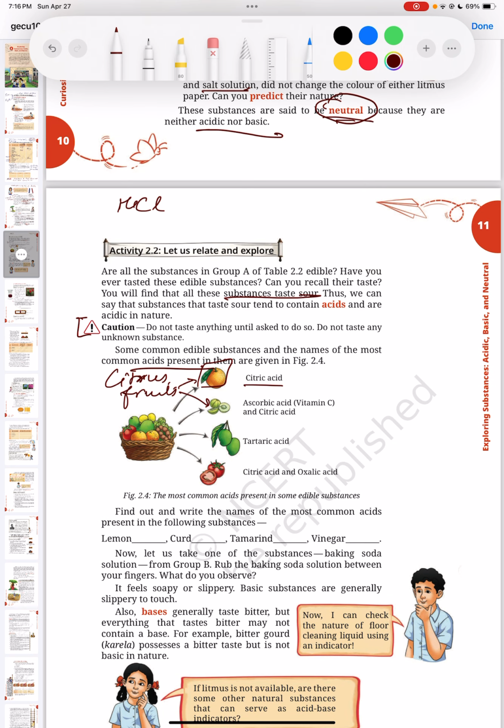Many of the fruits which are not ripened contain an acid which is called tartaric acid, right? So things like, for example, unripe mangoes, or kacha mango, and for example, tamarind, contain an acid called tartaric acid. Also, some other kinds of acids naturally found in fruits and vegetables are oxalic acid, and for example, tomato will contain oxalic acid other than, for example, citric acid.